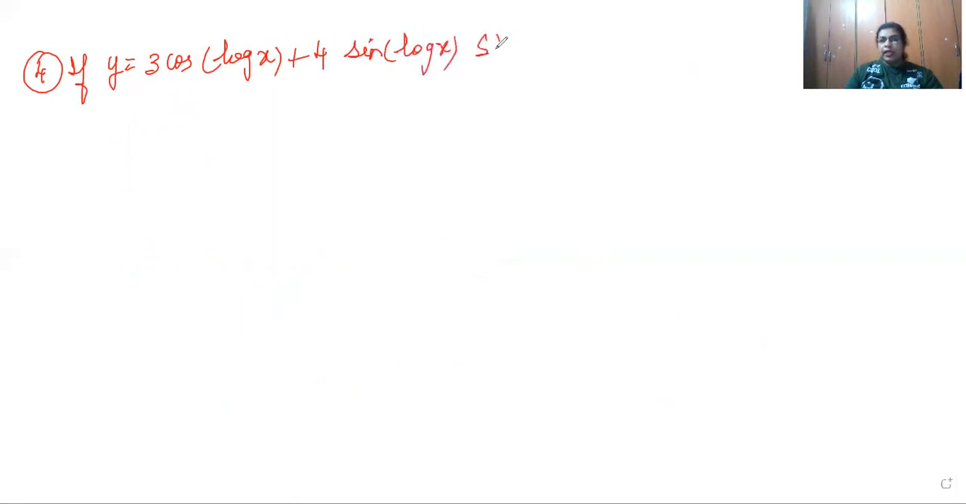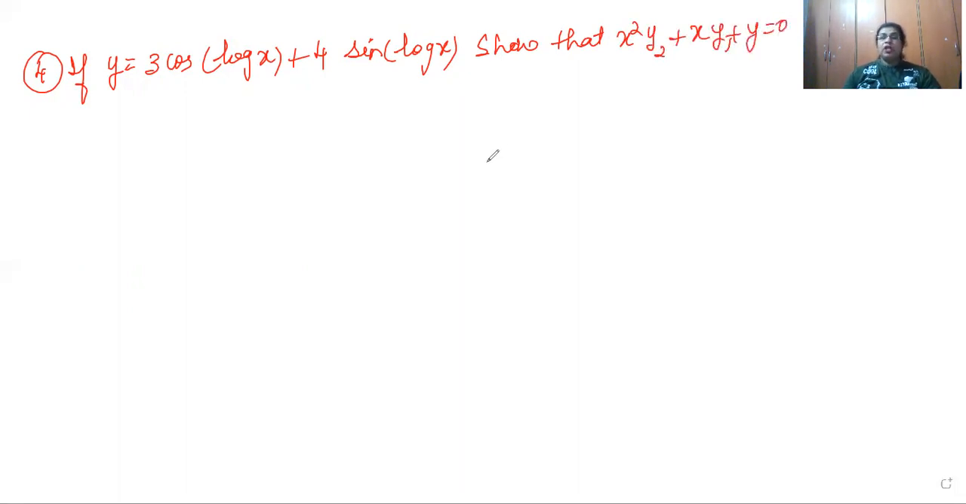Question number 4. The fourth question tells us if y is equal to 3 cos(log x) plus 4 sin(log x), show that x² y2 plus x y1 plus y is equal to 0.